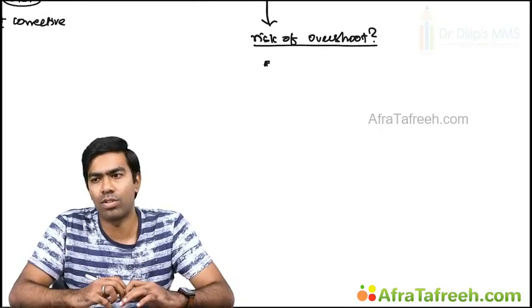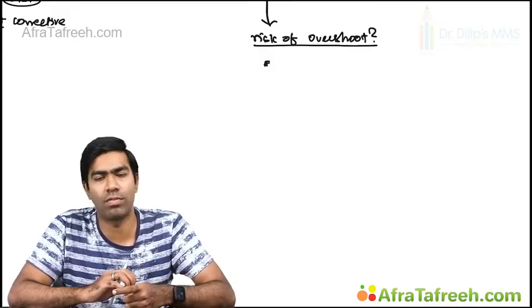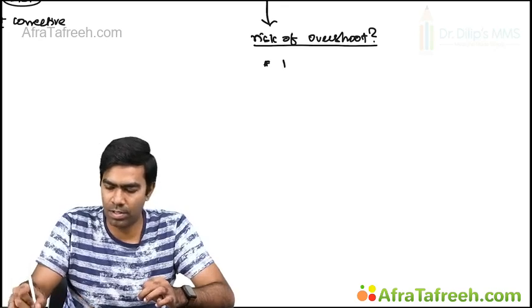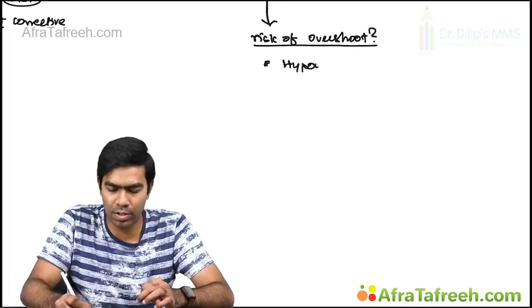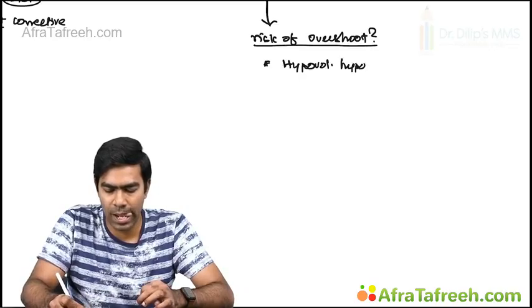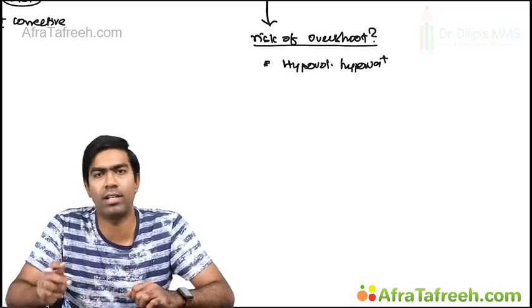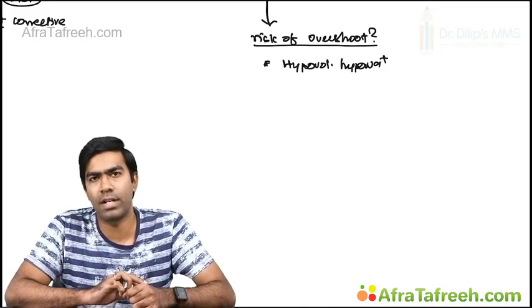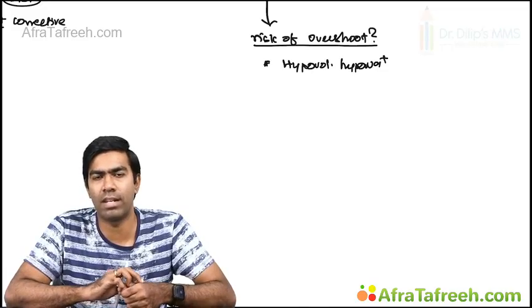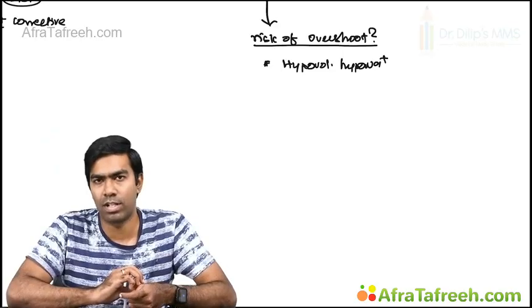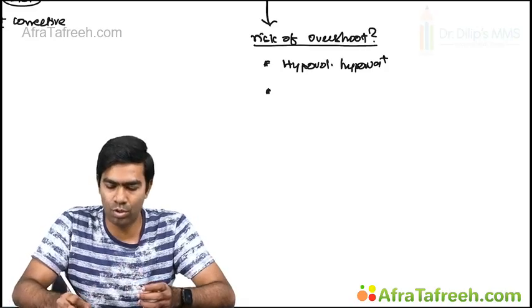There are almost 2 to 3 groups of patients who are at risk of overshoot. The first group are hypovolemic hyponatremia patients. We have discussed this innumerable times, and in the last video also I explained this in a very detailed way. Why are hypovolemic hyponatremia patients at risk? Because when you start correcting the volume status, the ADH response becomes nullified and immediately you start losing water relatively more, and the sodium rise may be very rapid. So that's why hypovolemic hyponatremia patients are at very high risk of rapid overcorrection and overshoot.